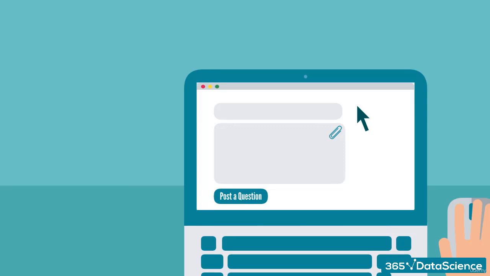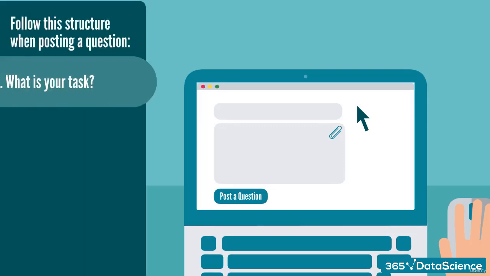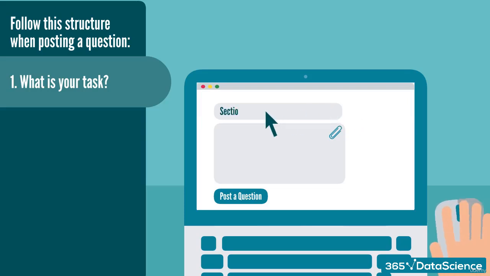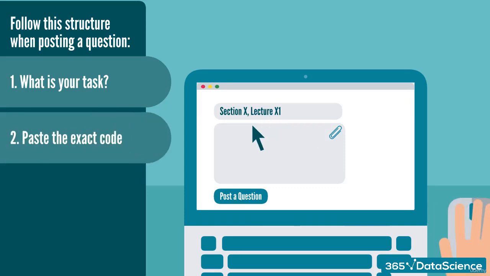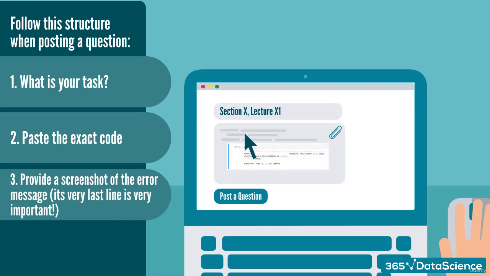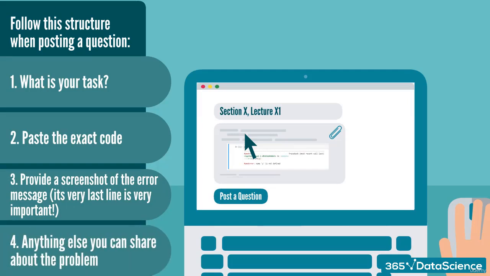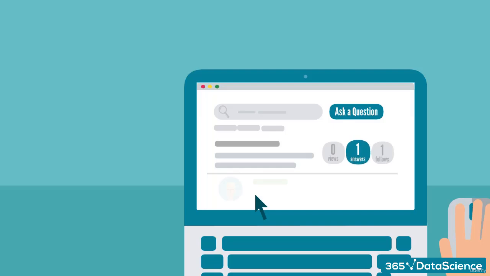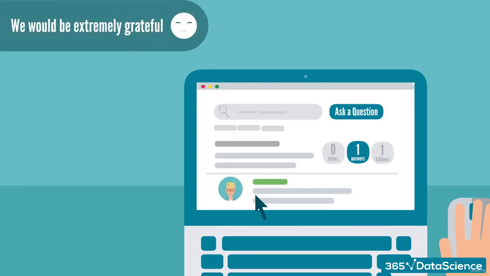Just when you do that, please stick to the following structure. Let us know what your task is and what output you're aiming for. If you can point us to a particular lecture or section from the course, please do that as well. Then, paste the exact code you have executed before obtaining an error message. Third, provide a screenshot of the error message, or at least its very last line. That one is very important. Finally, anything else you can share about the problem will be much appreciated. Having this type of information will help us immensely to assist you better. So, we would be extremely grateful if you spend the time to provide it.